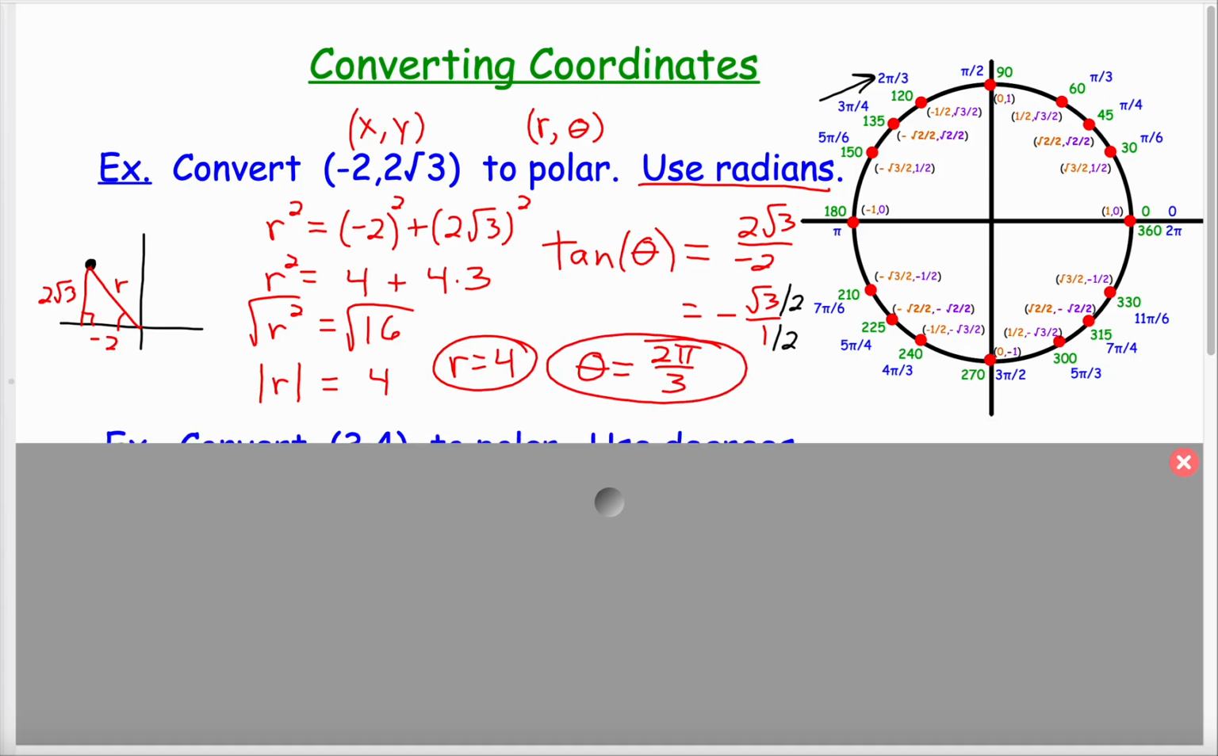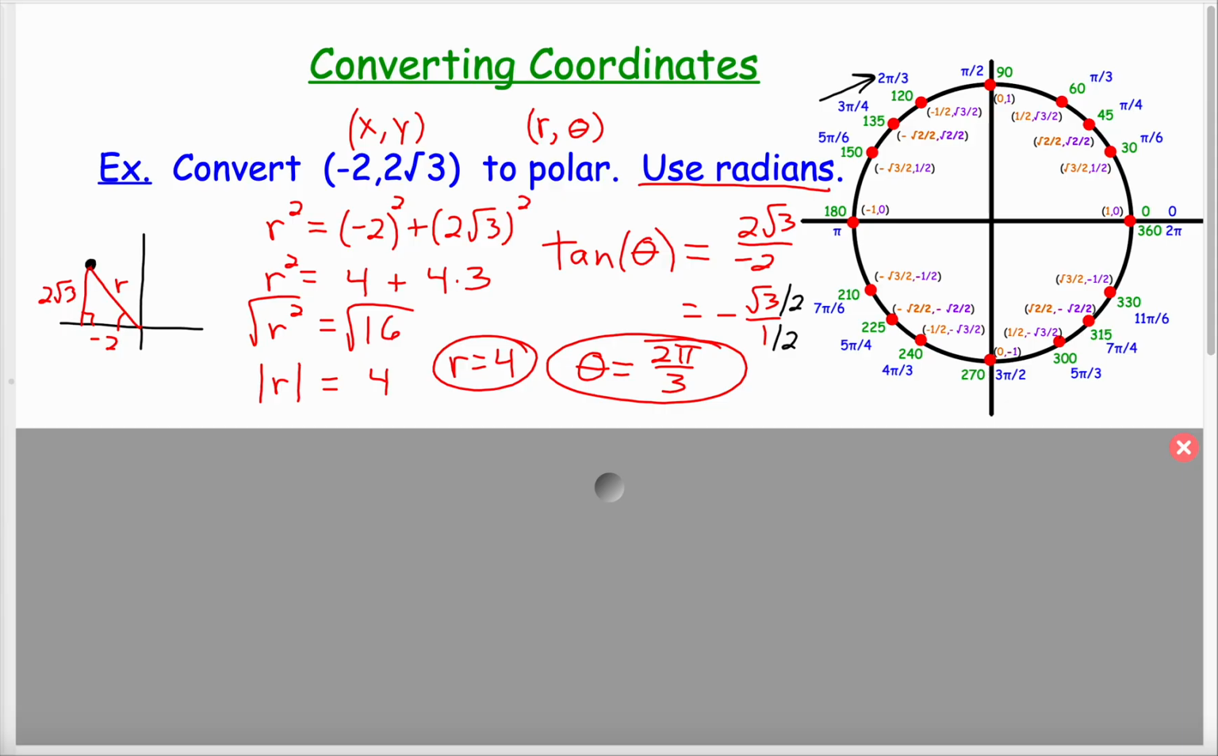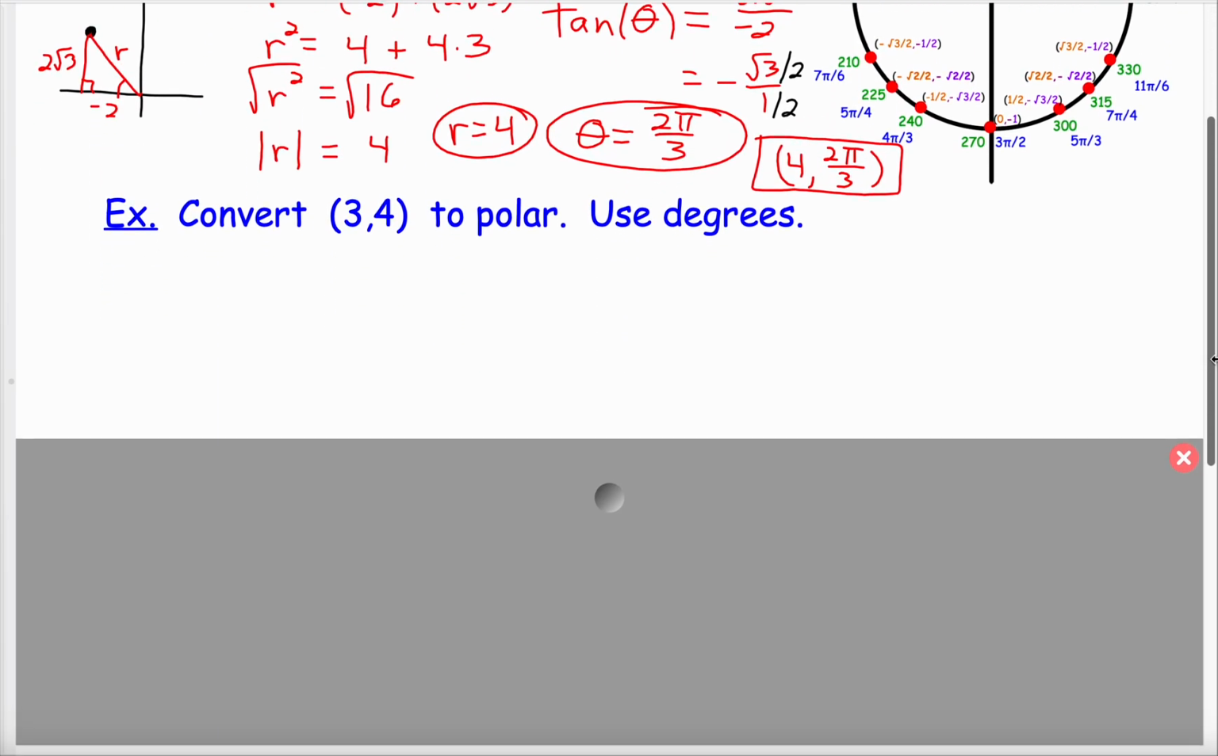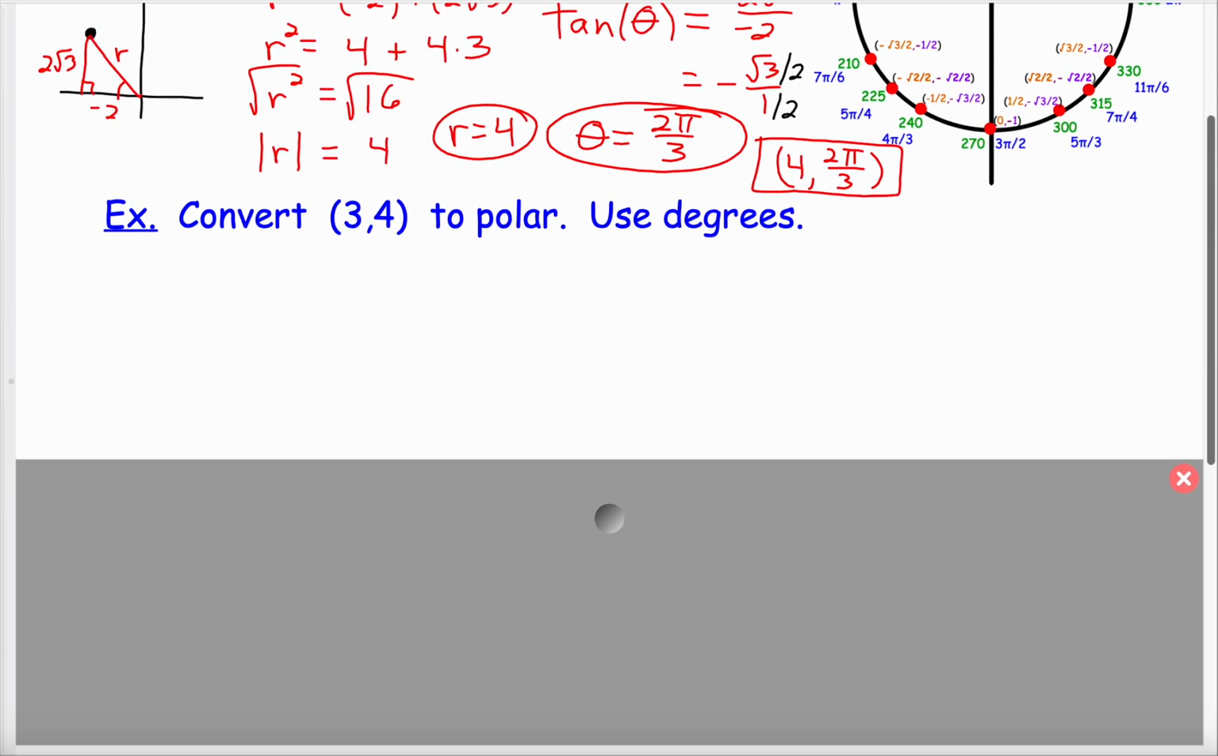And there we go. We figured it out. Now, remember, it says convert from rectangular to polar. My answer actually should be as coordinates. So I'm going to write 4 comma 2 pi over 3 as coordinates. And there's my final answer. All right, let's try another one. You may want to hit pause and try this, and then come back and see how you did.